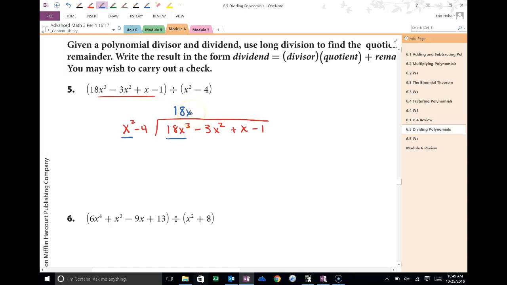18x. Now what am I going to do with the 18x? Multiply it through. So what is 18x times x squared? 18x cubed. And what is 18x times negative 4?